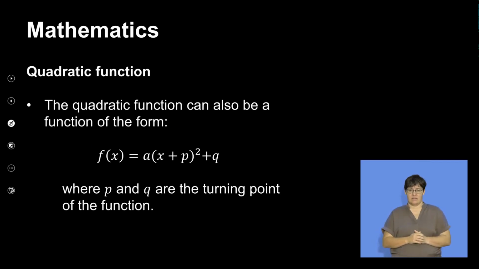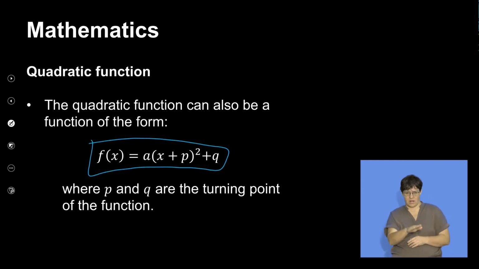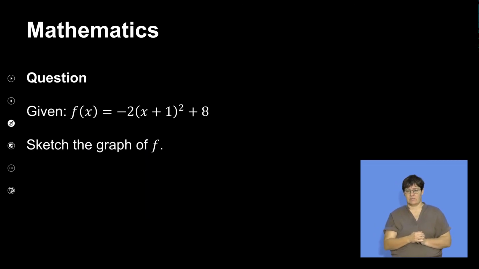Now, the quadratic function can also be given when we know what the turning point is, right? And the turning point is normally the p and the q. So that becomes f of x equals a open bracket x plus p all squared plus q, where the p and the q are the turning point of the function.